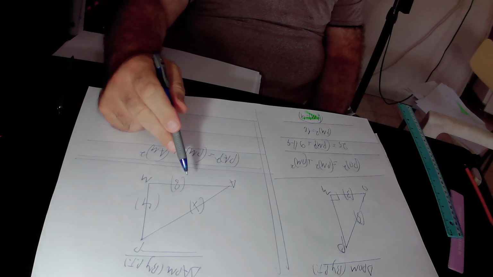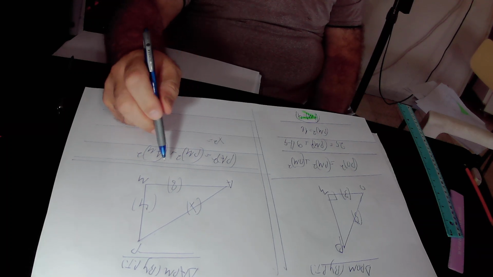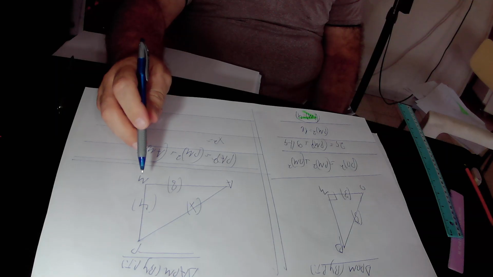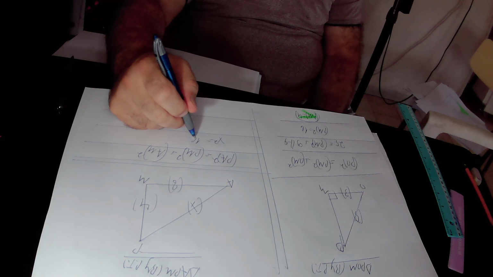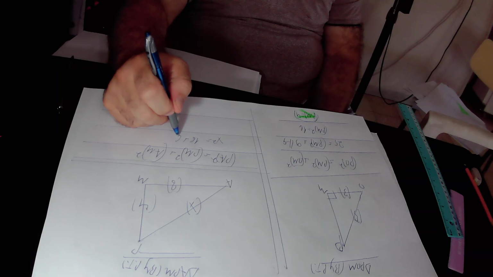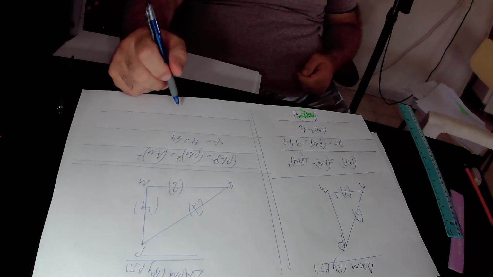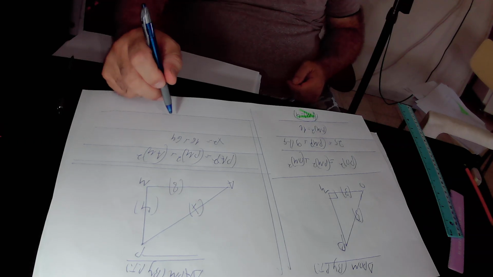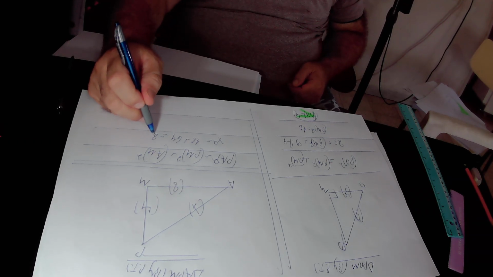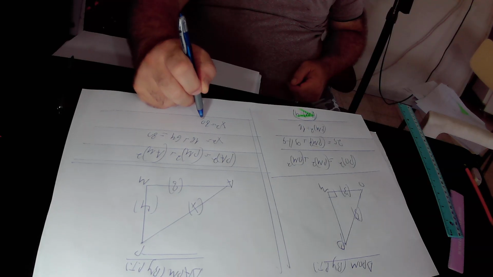PA is x, therefore PA squared is x squared, and it equals PM squared. PM is 4, therefore PM squared is 4 squared, it is 16, plus AM squared. AM is 8, therefore AM squared is 8 squared, it is 64. So in total we find that x squared equals 16 plus 64. 16 plus 64 is 80. So x squared equals 80.